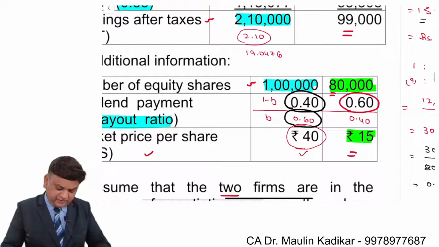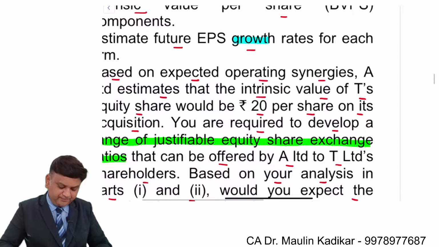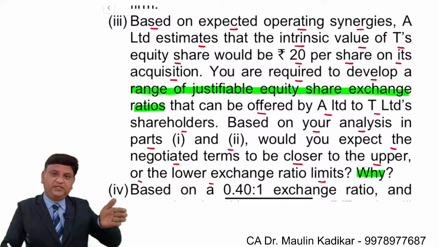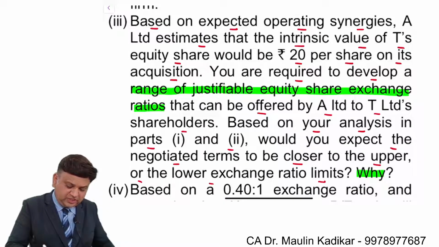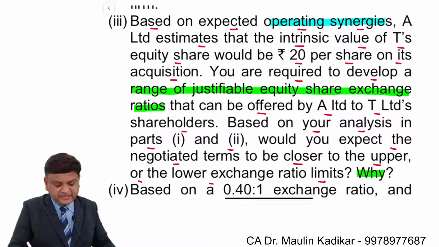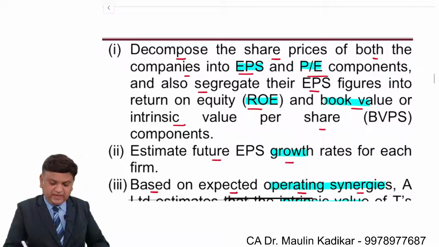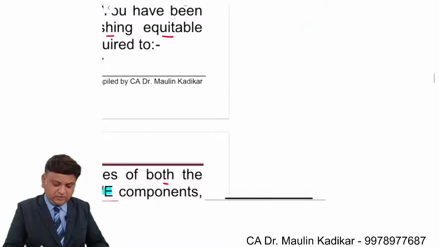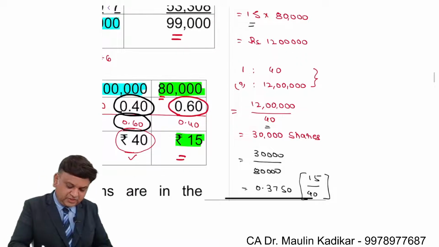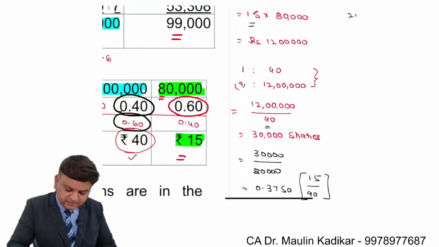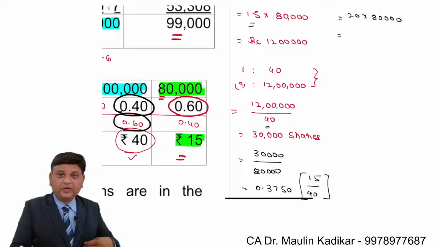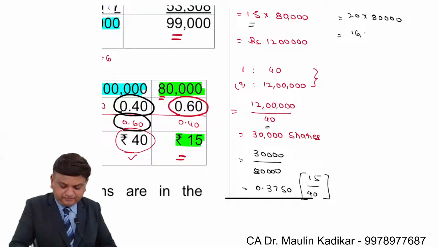Importantly, the question provides the information that, based on expected operating synergies, meaning looking to the future advantages, A Limited estimates that the intrinsic value of T Limited's equity share would be 20 rupees per share on its acquisition. Means the acquiring company believes we can afford to pay 20 rupees per share. So listen carefully: 20 rupees per share into 80,000 shares comes to an amount of 16 lakhs.